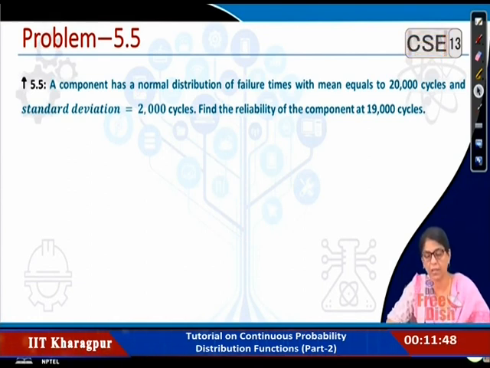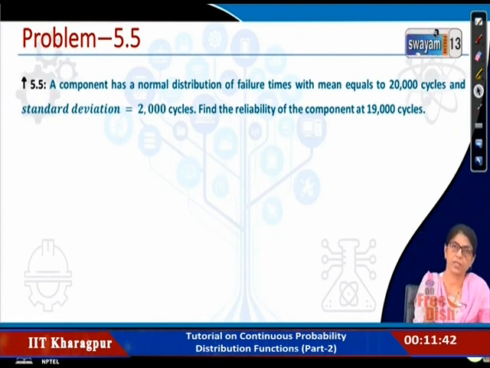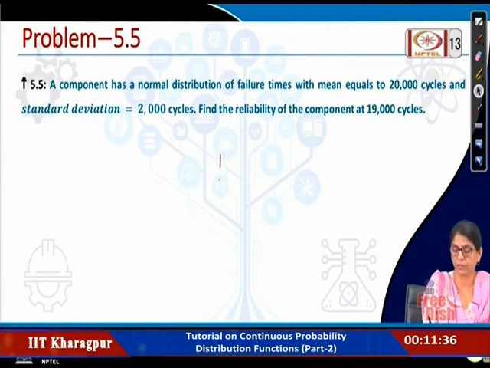Now when I'm asking the reliability of the component at 19,000 cycles, first I have to find out the failure probability till 19,000 cycles. That is F of 19,000.